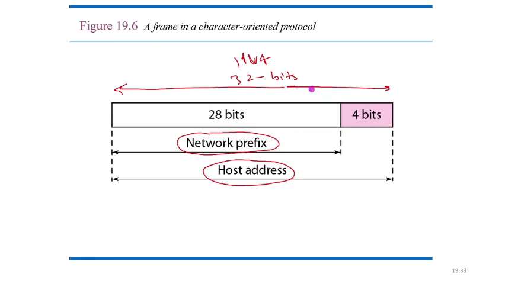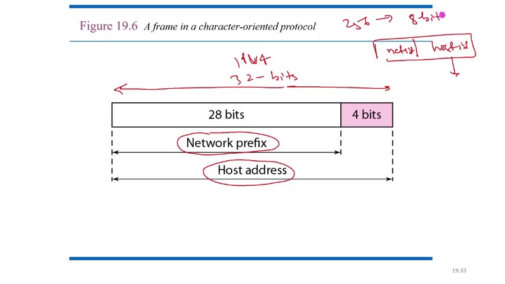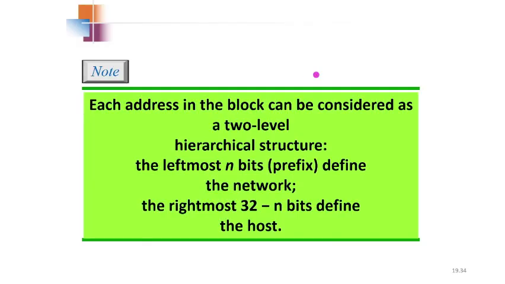That means some portion of the 32 bits will be the network ID, and some portion will be the host ID. The host ID will be decided based on the number of addresses or number of hosts required. If suppose hosts required is 256, in that case the host ID will be represented by 8 bits, and the remaining 24 bits will be for the net ID. So total overall 32 bits will be there.